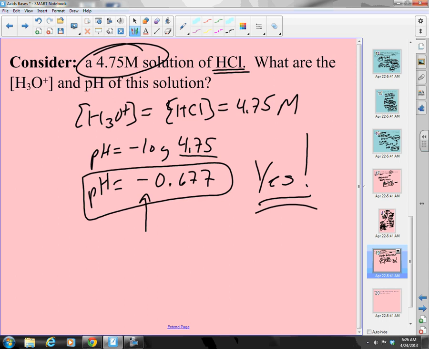You sure we did this right? Let's try it. 4.75 log, negative 0.6766. Yes, that's the right answer. That is a negative pH.